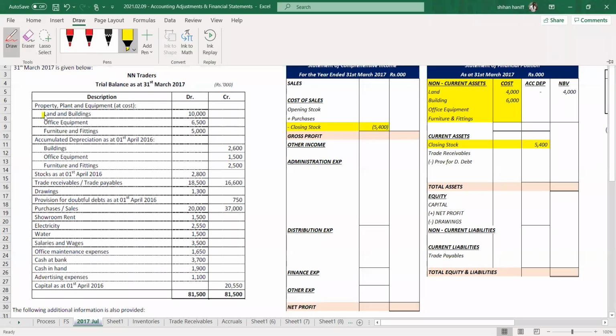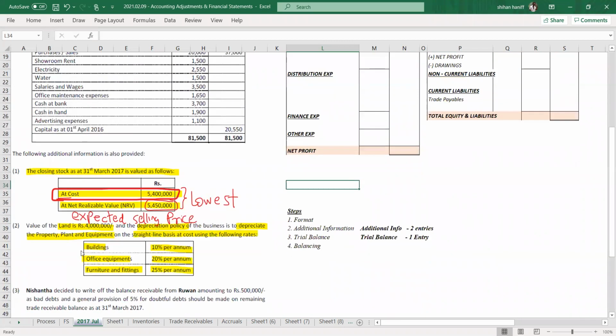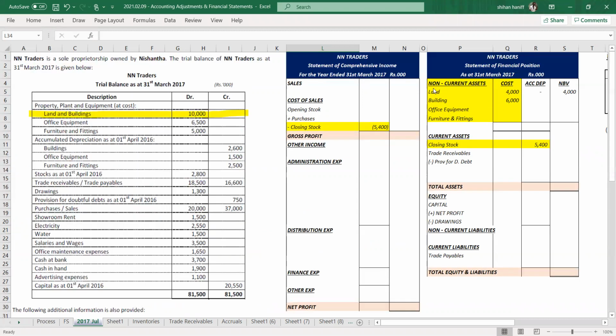Land and building cost is 10,000, and the land cost is given. Value of land is 4,000. Therefore, you have to write the land 4,000, building is 6,000. Right? Then the accumulated depreciation, this is the cost. Only building will be depreciated. Land we don't depreciate. Therefore, the book value is also 4,000 flat.